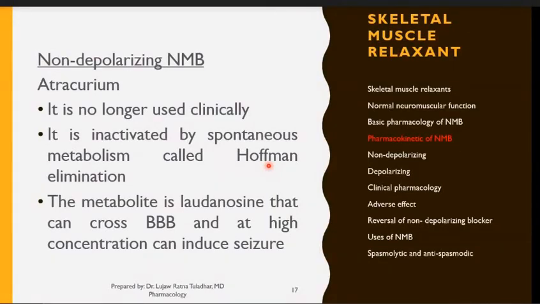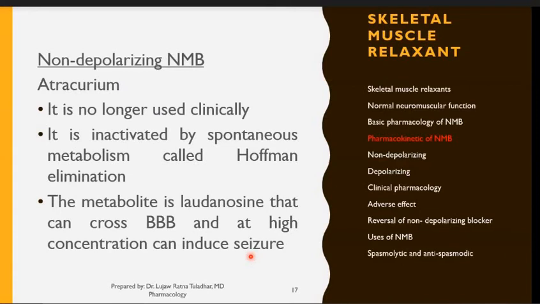And when this drug undergoes metabolism, it forms a compound known as laudanosine, which can produce seizure in the patient. So we need to remember atracurium because of two things. It undergoes metabolism by Hofmann elimination, and the metabolite that is formed can produce seizure.